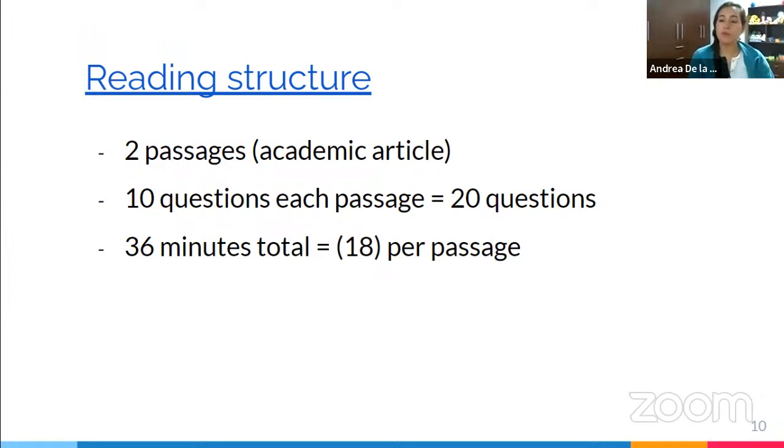So, what you have to do is control your time. Tienen que controlar su propio tiempo y asegurarse de que estén usando solo 18 minutos por cada 10 preguntas. Okay, guys? That's very important.